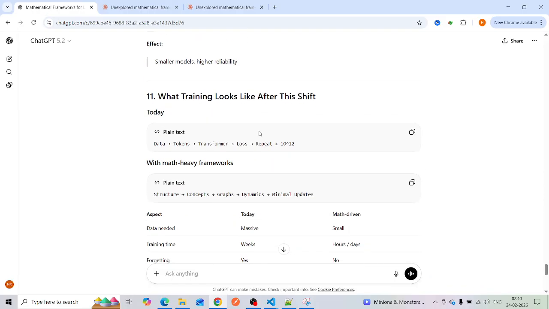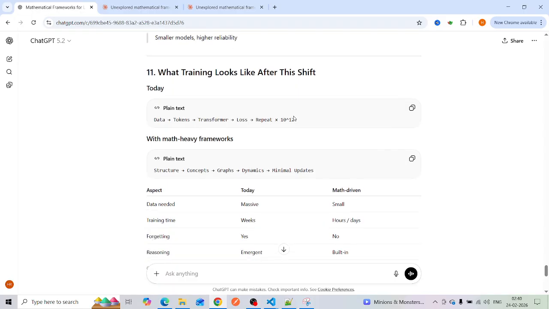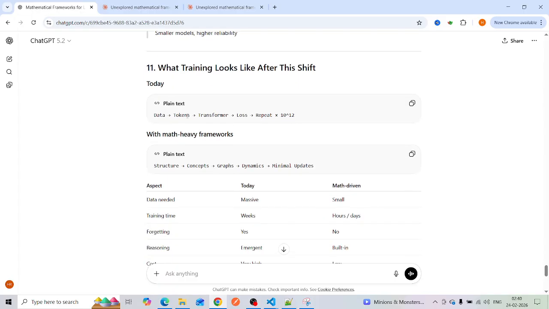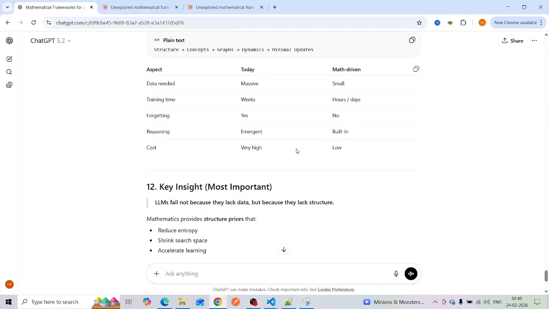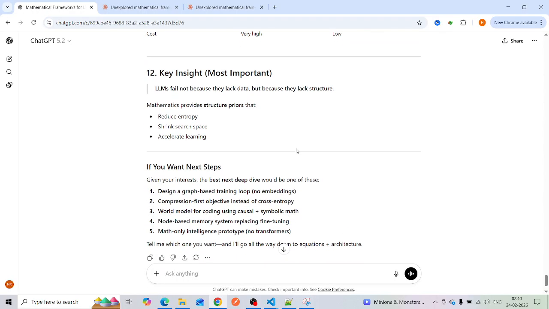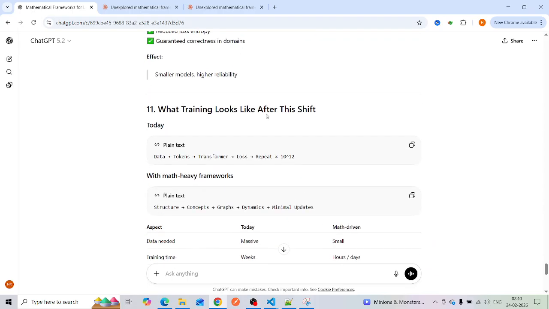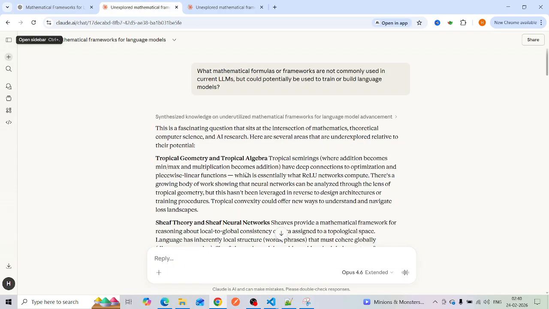What training looks like after this shift. Today it is data, token, transformer, loss, repeat. And then with math heavy frameworks: structure, concepts, graphs, dynamics, minimal updates. Then we have key insights, more important. Now we will see what Claude Opus 4.6 is saying.